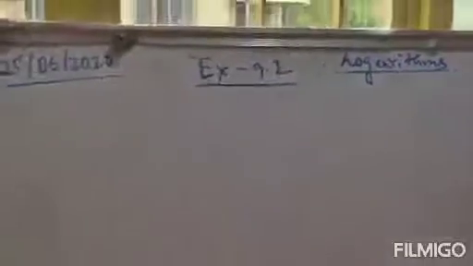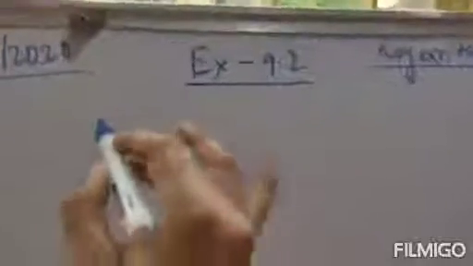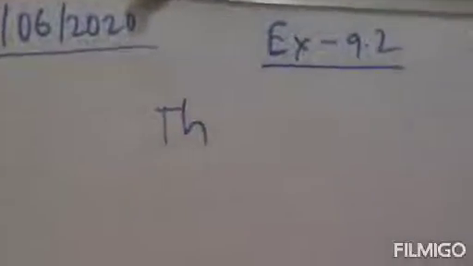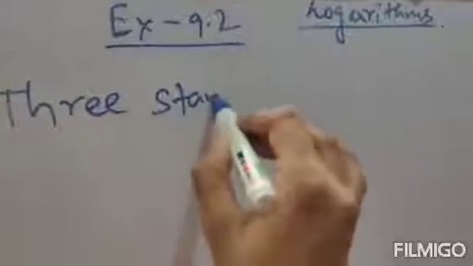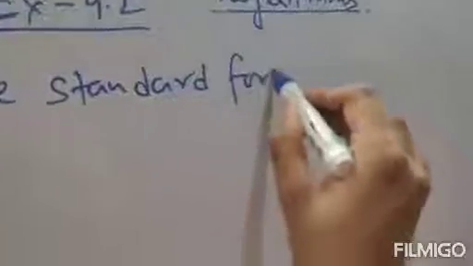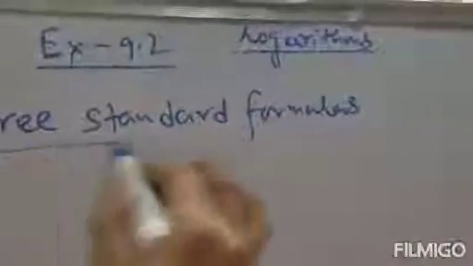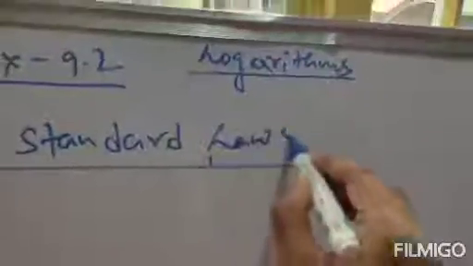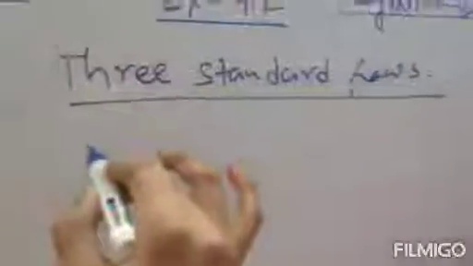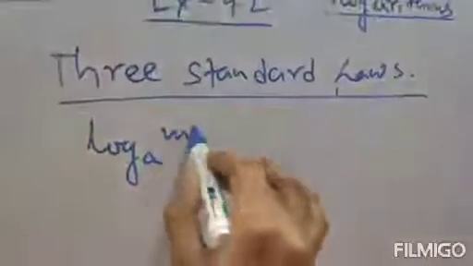Before proceeding with this chapter, let us first consider the basic three formulas of logarithms. There are in total 4 to 5 formulas, but the basic three are what we will write as three standard formulas, or three standard laws. Number one formula is log base a mn.